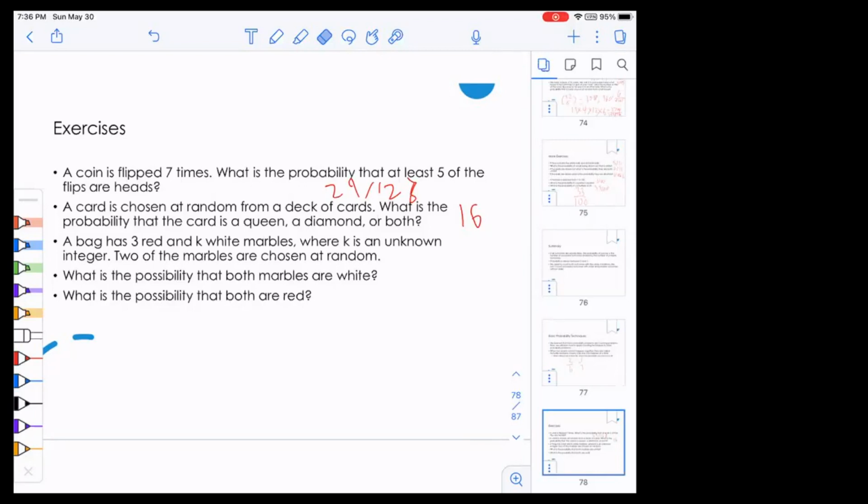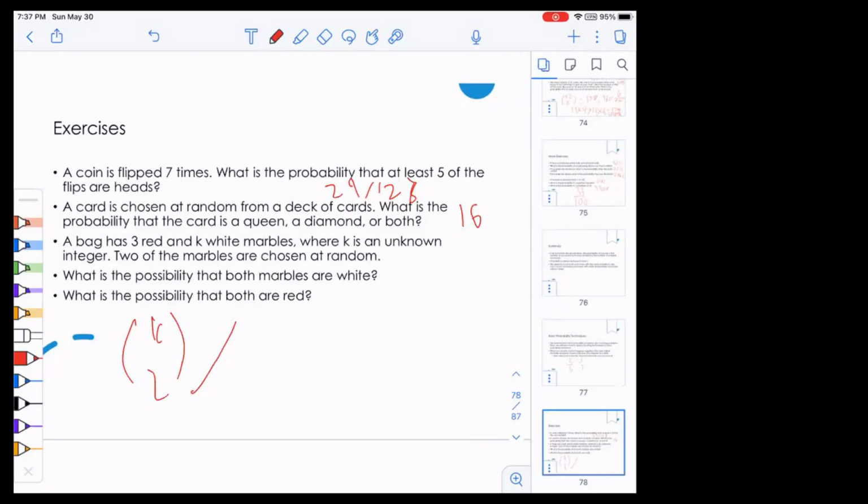Remember that a probability is always going to be between 0 and 1. Sometimes it's inclusive, but most of the time it's not. So here, we are going to find the number of ways we can choose white. Since there are K white marbles and we're choosing 2 from K, the number of successful outcomes is K choose 2. And the number of possible outcomes is going to be choosing 2 from the total.